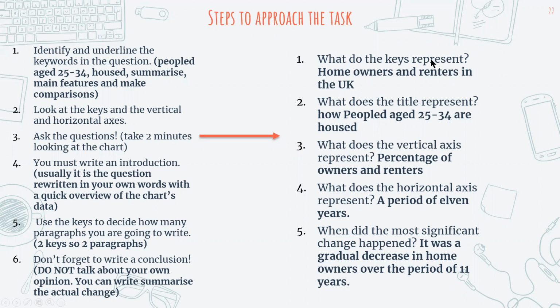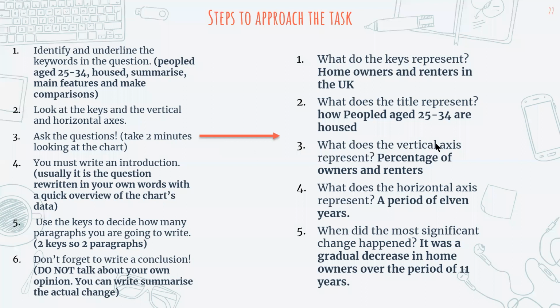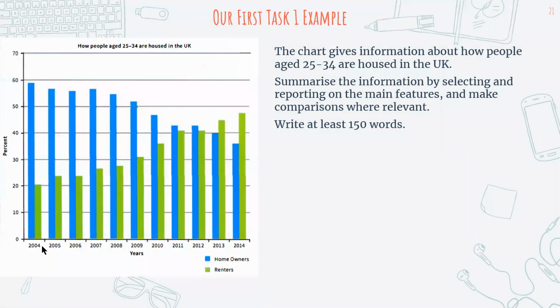It's fine. What do the keys represent? Homeowners and renters in the UK. Let's go back. Homeowners, as you can see, and home renters. The blue is homeowners, and the green bars represent renters. What does the vertical axis represent? Percentage of owners and renters. So let's go back. The vertical axis is about the percentage of homeowners and renters.